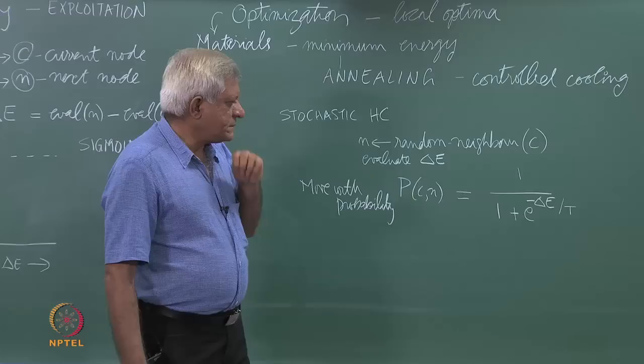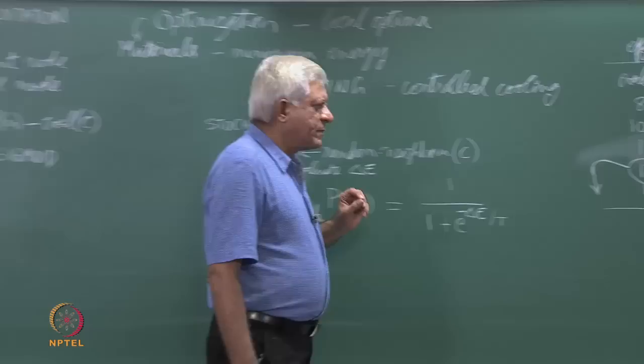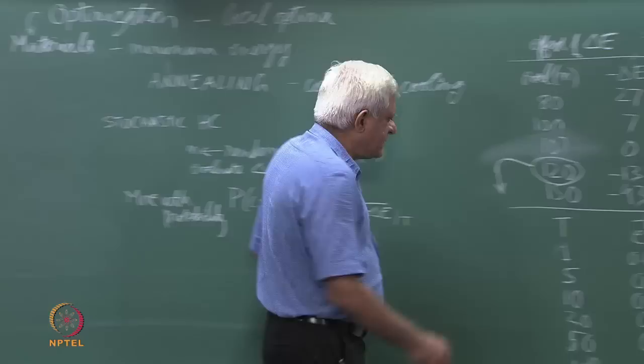So how does this behave? Let us see. At very low temperature or at very low value of T, the probability is 1. So you can see that this is like hill climbing.